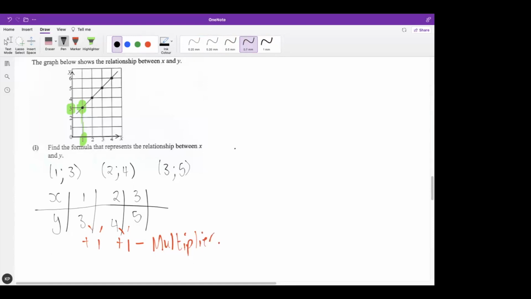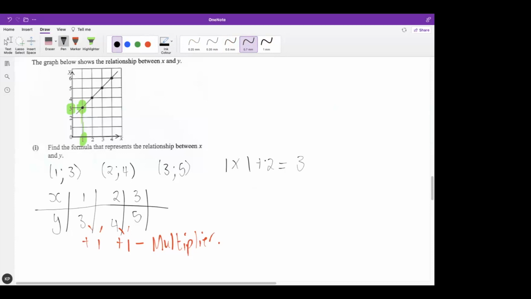Okay, so then we're going to say 1 times, I'm going to use the first one. So I'm going to say 1 times 1. Is 1 times 1 equal to 3? No. What do I have to add? 1 times 1 is not 3. What do I still have to add? Plus 2.